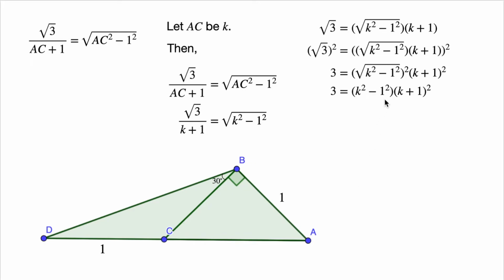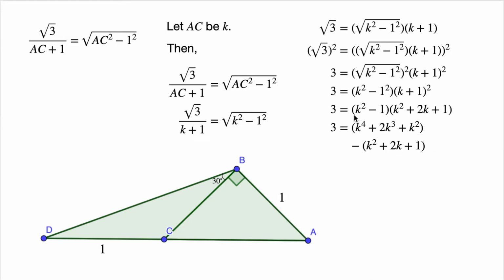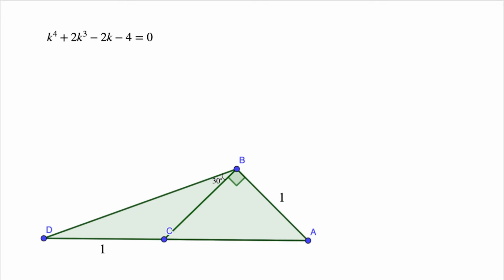Since 1 squared is just 1, we can rewrite it as 1, and for the k plus 1 here, we can expand it. Now we just have to multiply the 2 together to fully expand this equation. We can do that by having k squared multiplied by this part here, minus 1 multiplied by the same part. Simplifying, we have this. And subtracting 3 from both sides, we get this final equation where a polynomial with the variable k is equal to 0. To find k, we simply have to factor this equation as much as we can.